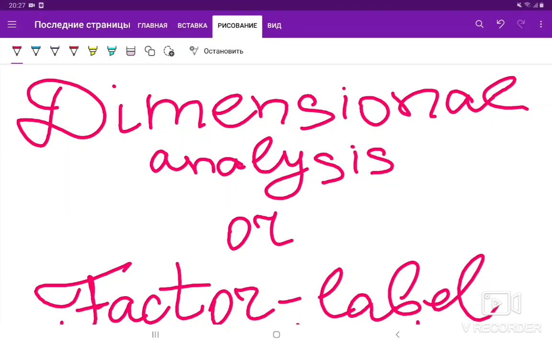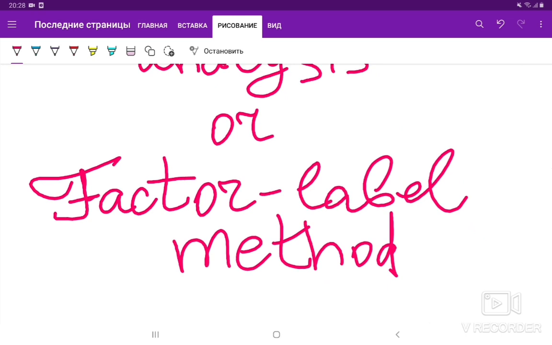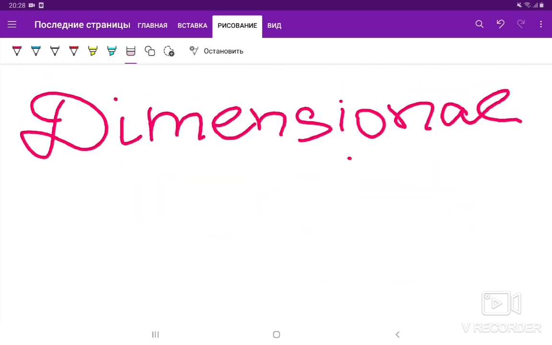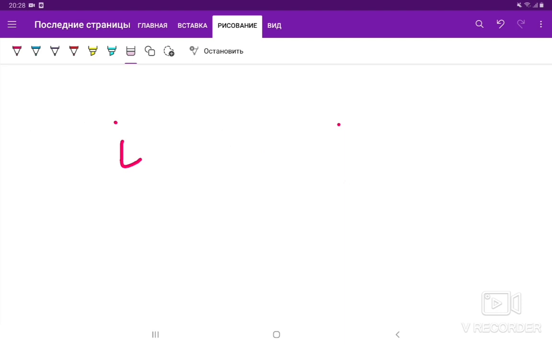Hello, today we'll talk about a new interesting topic which is called dimensional analysis, or it has another name which is called factor label method. Indeed, dimensional analysis is not difficult. It's just a multiplication of several fractions in which you have to put the fractions in such a way so that all the same units just cancel each other. So at the end you will get the unit you need.